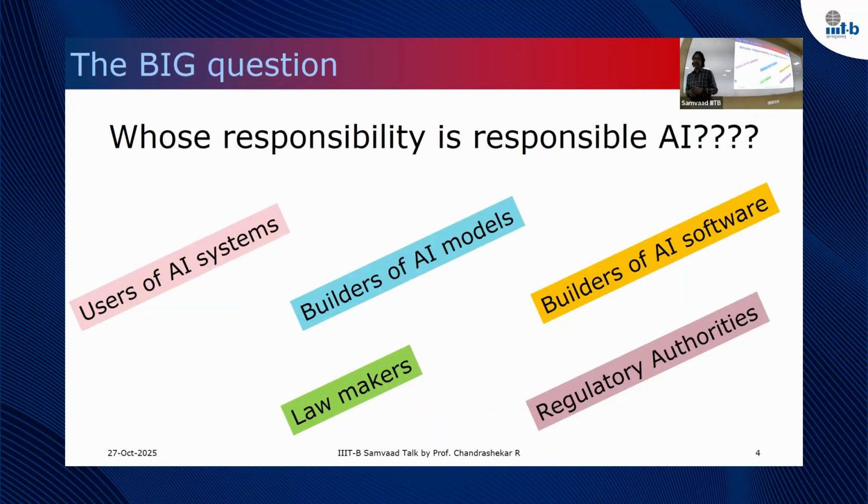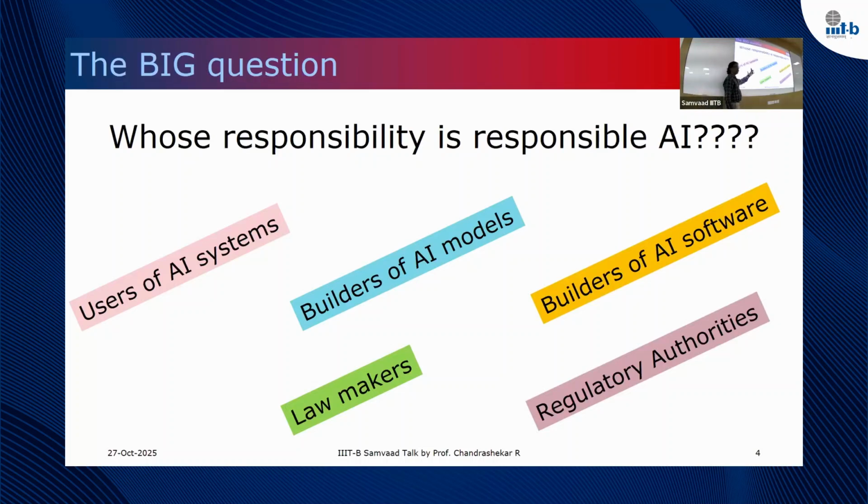So let's begin with the big question. We keep hearing the term responsible AI. So whose responsibility is it? We can say that users of the AI system must use the AI systems in a responsible manner. Which means that if there is a specific capability that the AI software is giving you, you should not misuse it to do something wrong. So that is where the users of the AI system have to be responsible.